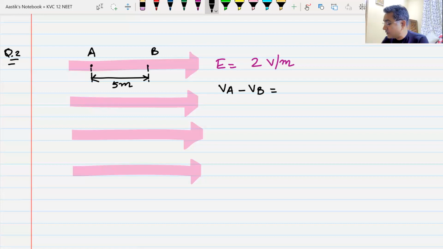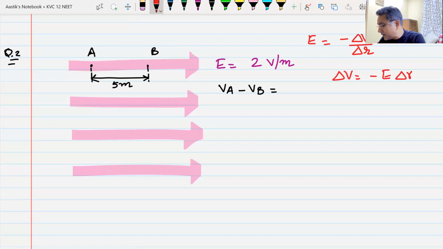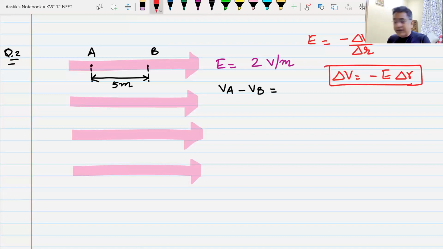So how do you find out the potential difference? Remember, we had this formula, electric field is minus delta V by delta R. You can write that in a different way: delta V is E into delta R. Not an exact formula, but in your case, it will do the job. Minus sign only indicates which point is higher and which point is lower.